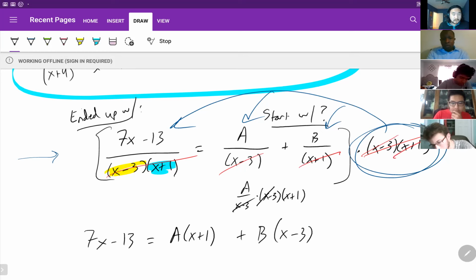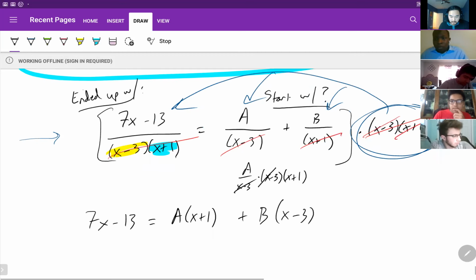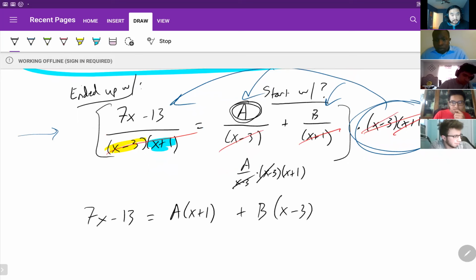Now, this is going to be kind of a shortcut. After you do a couple of these problems, you're going to be able to see that a pattern will kind of emerge, right? It's always going to be a times the other factor plus b times the other factor. Does that make sense, right?